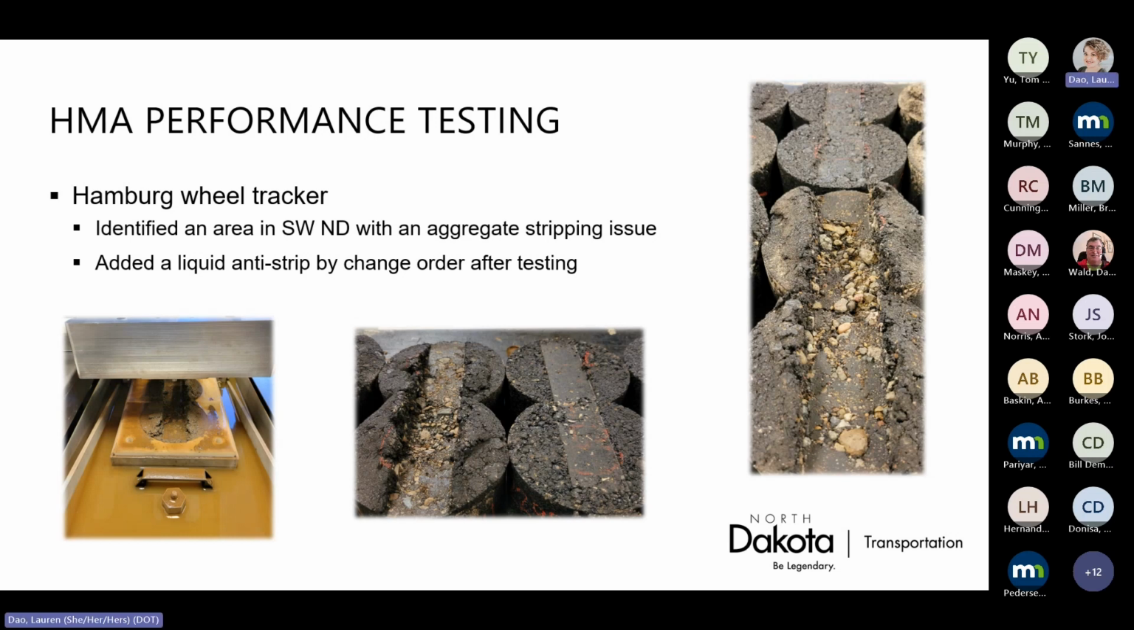And he actually had his own version of a Hamburg and tested all these different liquid anti-strips. And then we change ordered 1 onto a project, and we're really hoping that we'll see that road last a heck of a lot longer than it would have if we hadn't had this Hamburg. So we're already seeing some of the things that these tests offer.